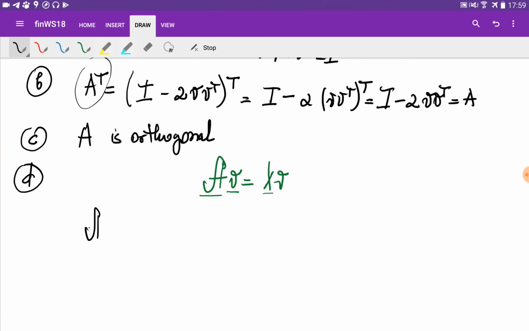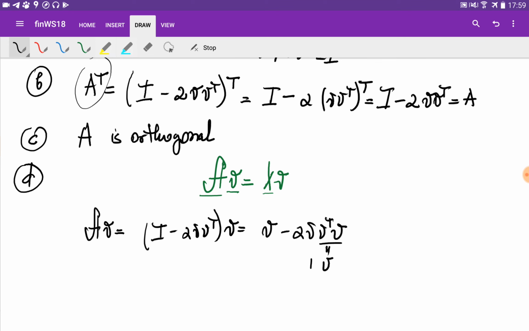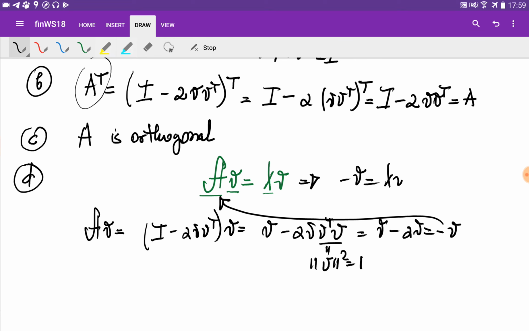So let's simply multiply A by V. A by definition is identity minus 2VV transpose, multiplied by V. It's going to be V minus 2VV transpose V. We know that V transpose V is the norm of V squared, which is equal to 1, so it's going to be V minus 2V, which is equal to minus V. We substitute this into the eigenvalue equation, and we obtain minus V is equal to lambda V. It means that lambda is equal to minus 1.